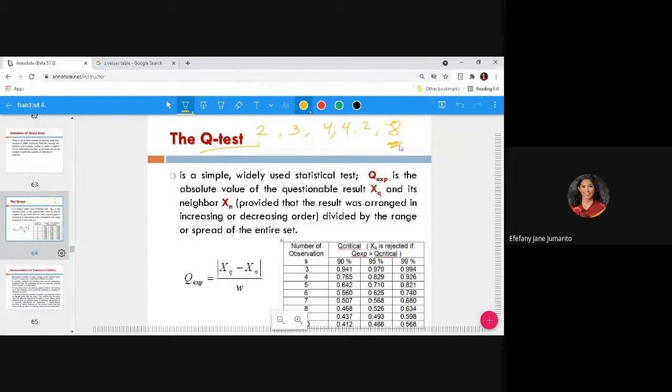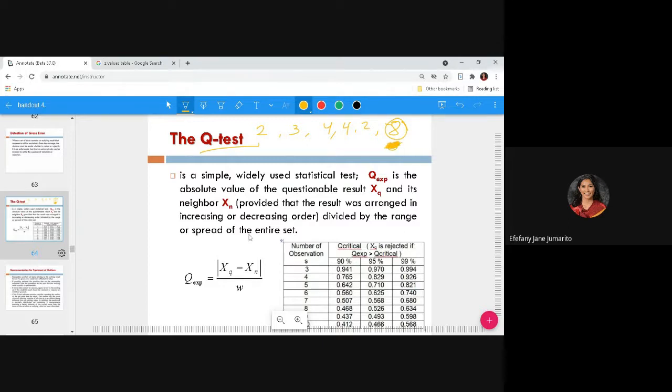Under the same treatment, under the same condition, what happened to this sample? Why is it 8? Okay, so this 8 is your outlier. Now, in order for you to reject it, will you accept that data or will you maintain it? Will you accept that value of 8?